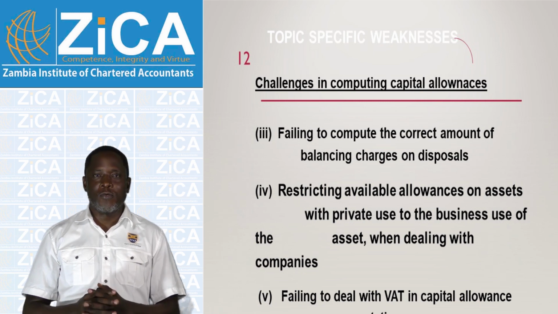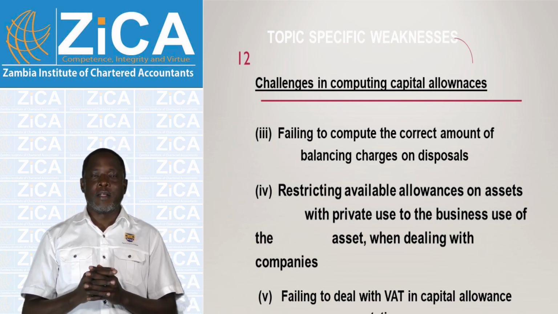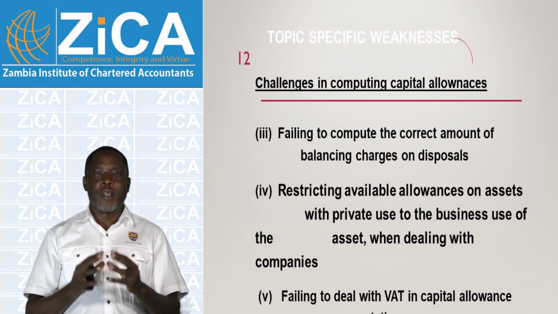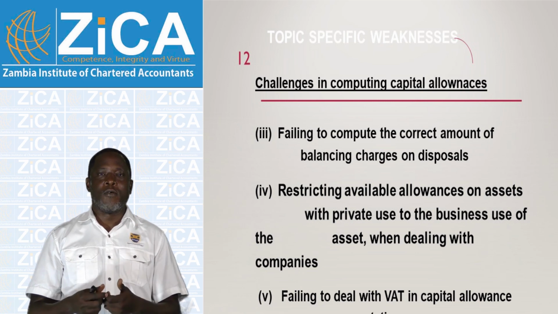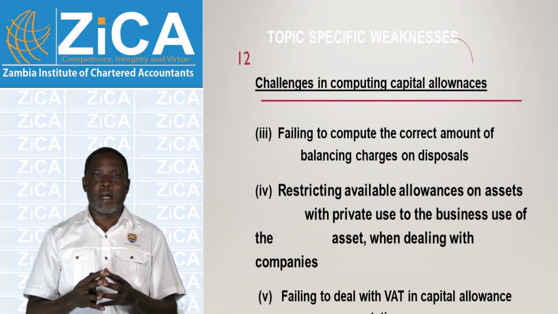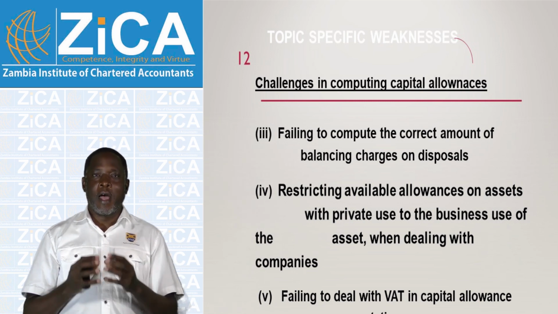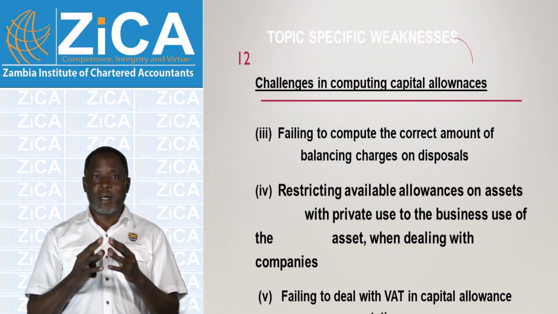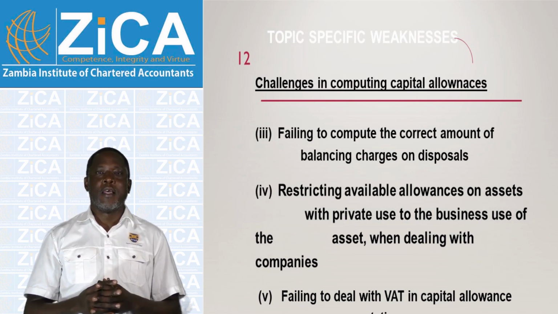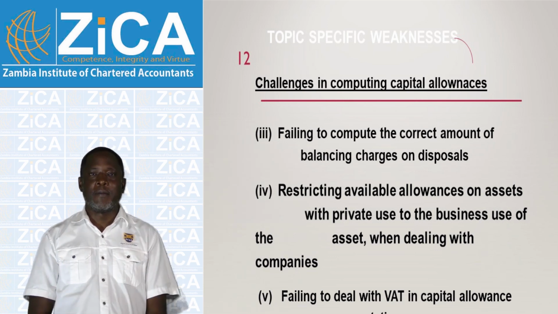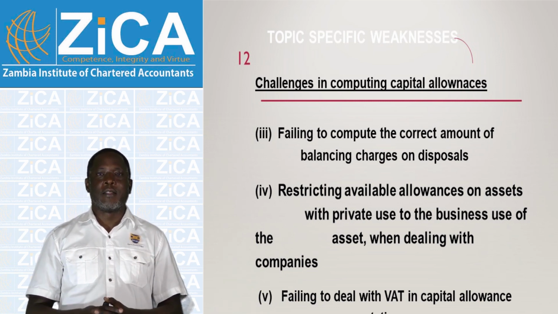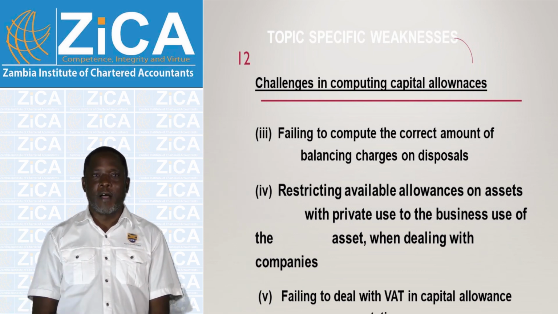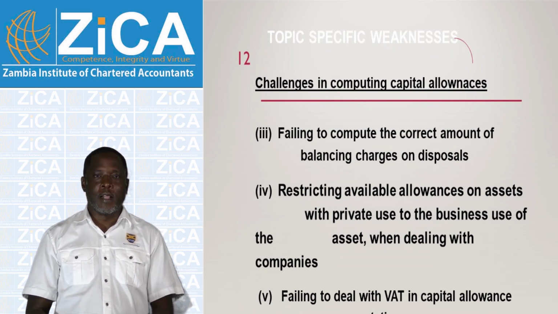The only exception to that rule is where you are dealing with an asset for which VAT is not recoverable. This is mainly or usually for motor cars. Input VAT on motor cars is not recoverable, and for that reason, when computing capital allowances on motor cars, you are supposed to use the VAT inclusive value. But for all other assets, always use the VAT exclusive value when computing capital allowances.